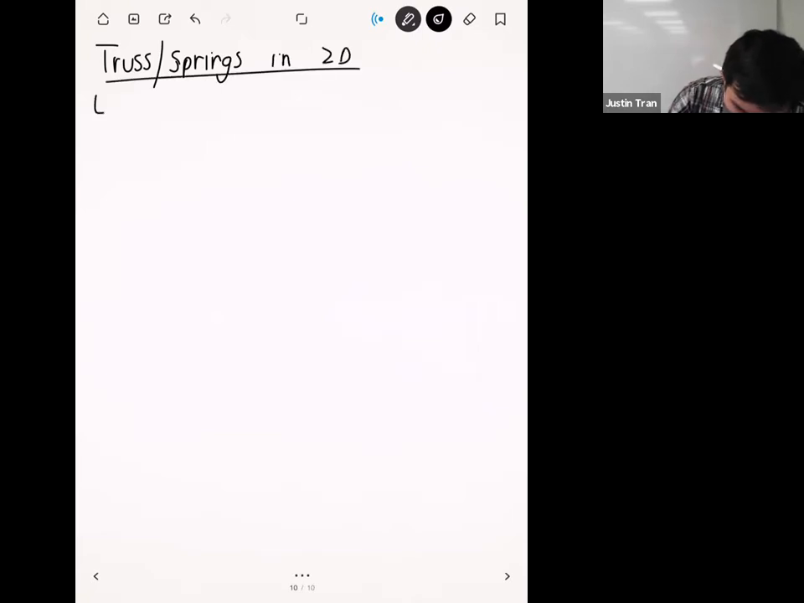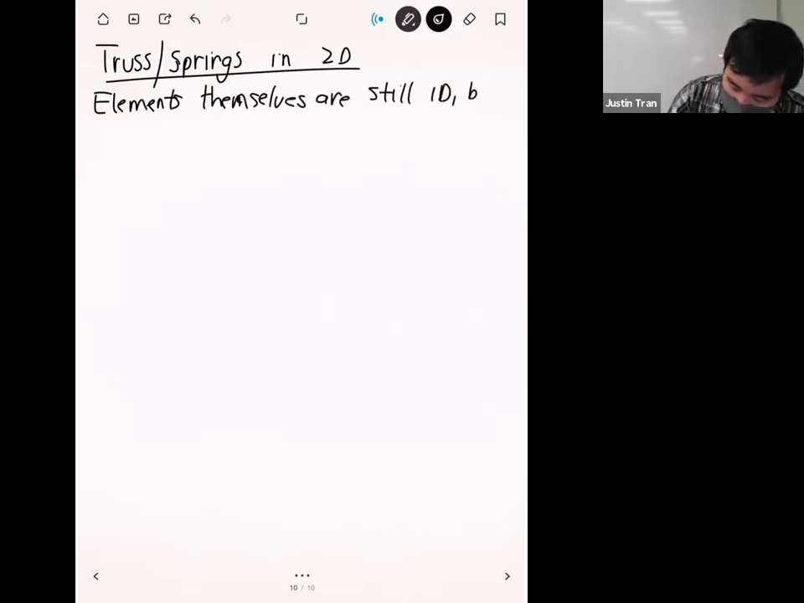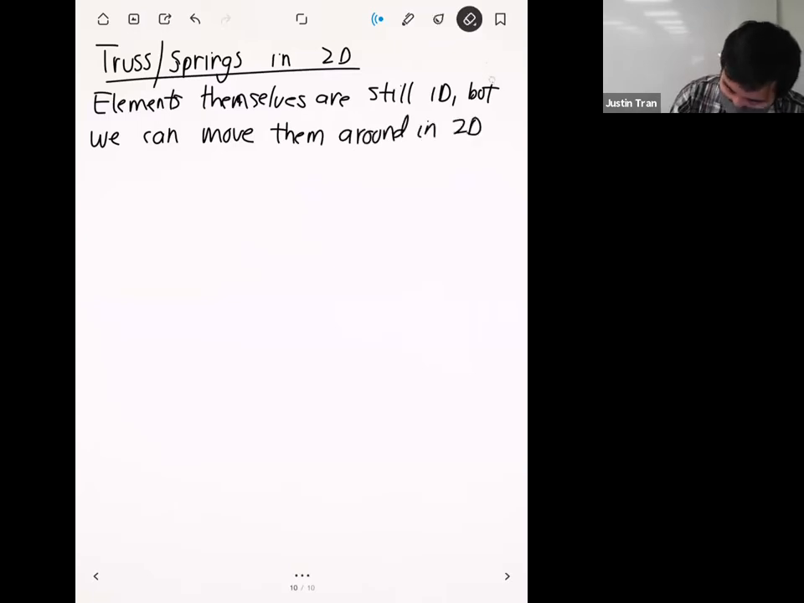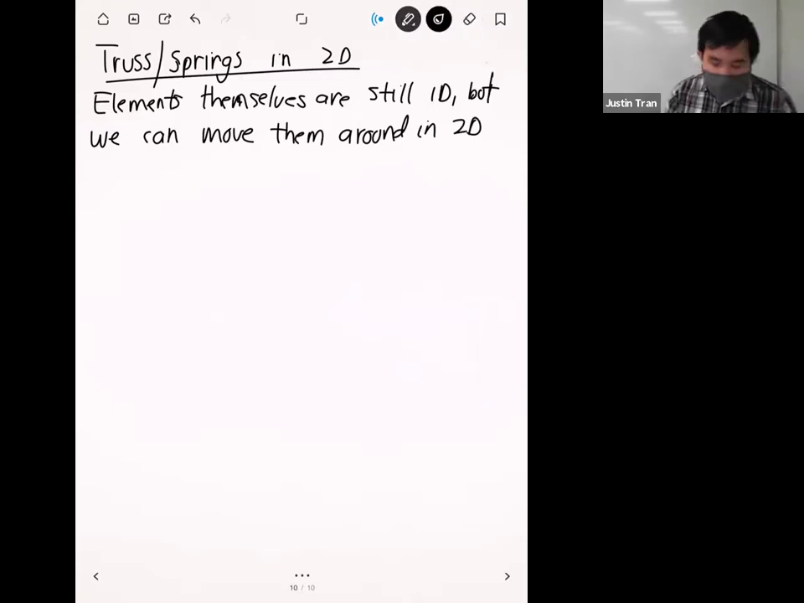Okay. So elements themselves are still 1D, but can move in 2D space. And what you'll see is that this introduces a whole new set of complications.